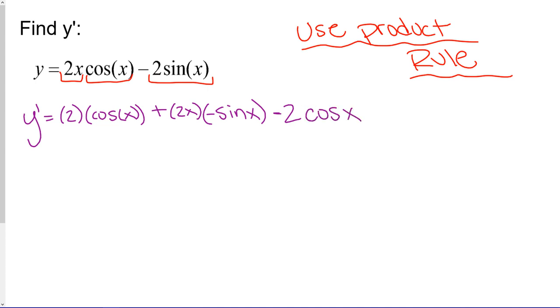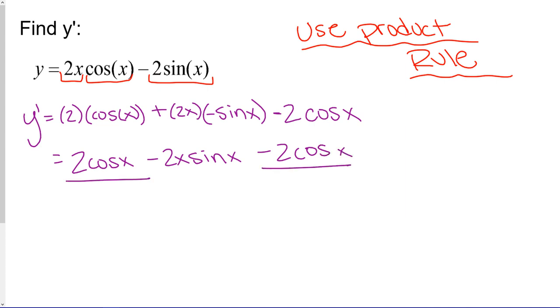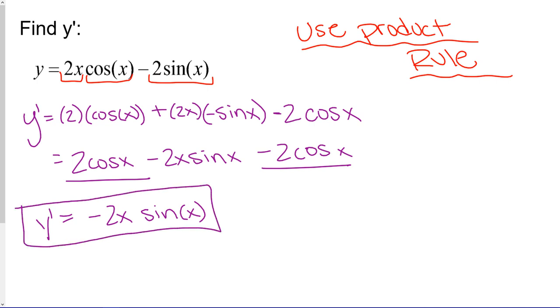Now we're just going to combine some like terms. So we're going to have 2 cosine of x minus 2x sine of x. And then we're going to have minus 2 cosine of x. Like I was saying, like terms there and there. Y prime is only going to be left with negative 2x sine of x. And that's our derivative. Okay, looking real nice there.